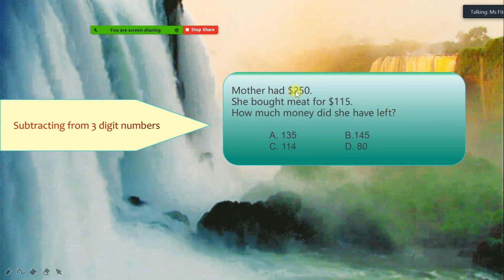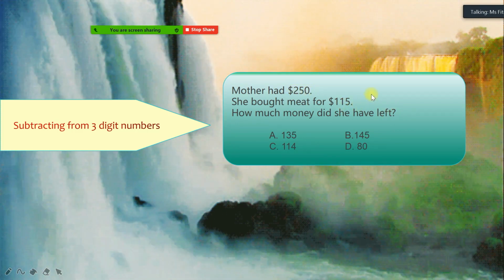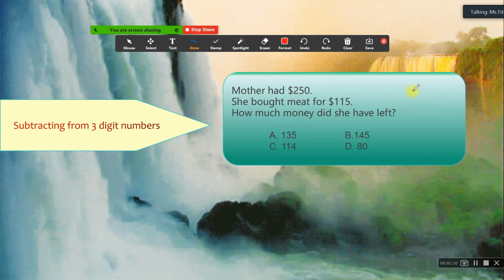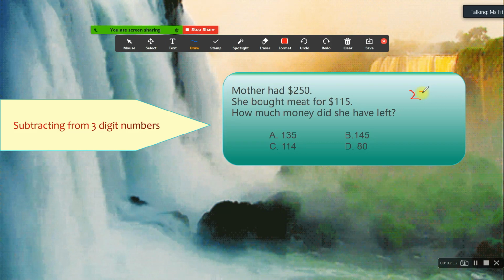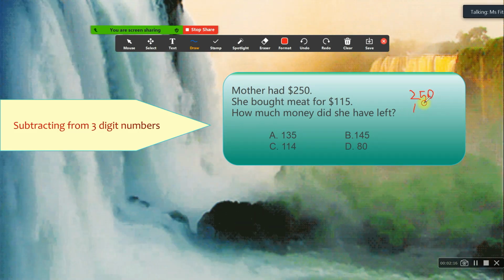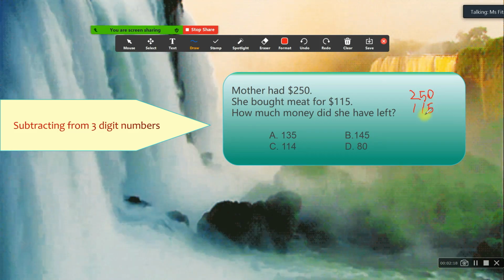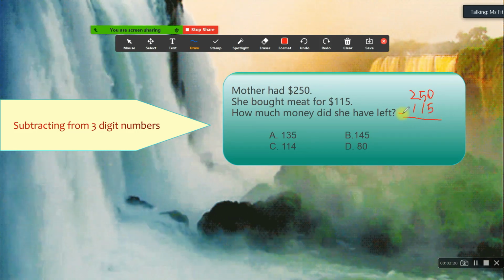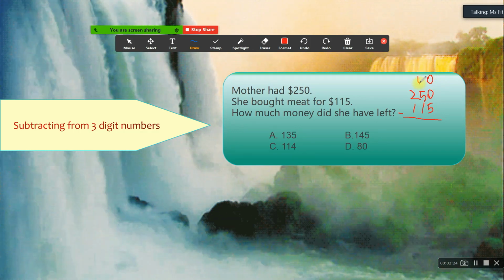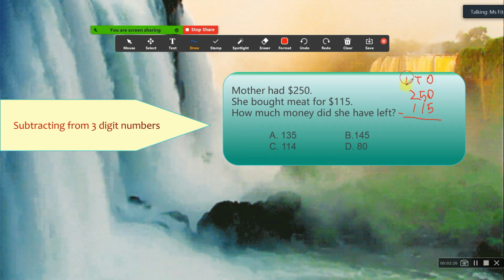So we can subtract 250 by 115. 250 minus 115. So we can subtract the ones, tens, and hundreds.